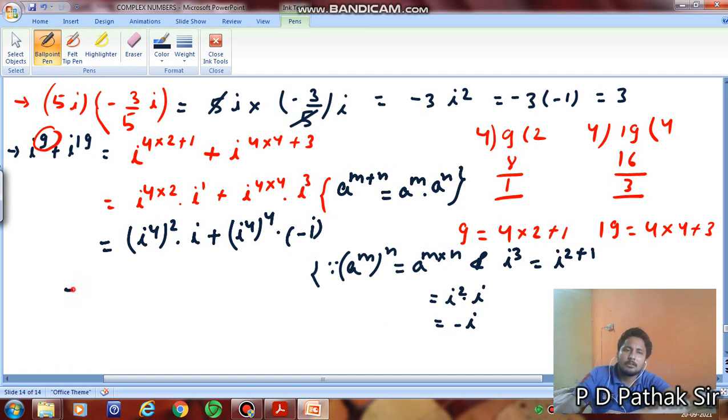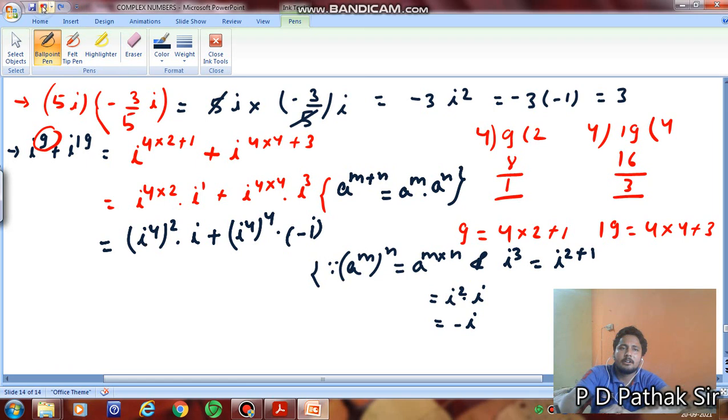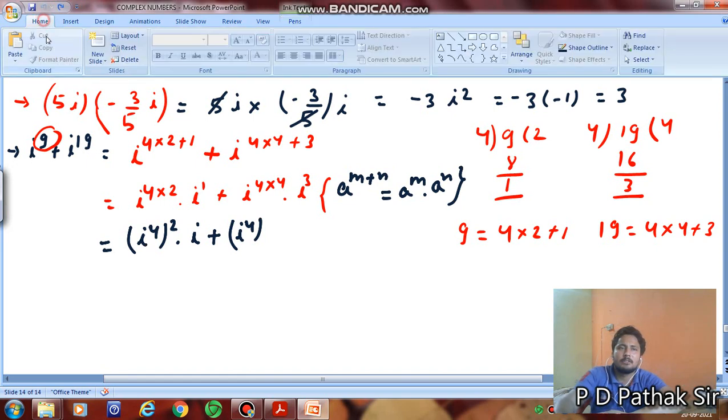Now come to the next step. I to the power 4 means 1 square into iota, plus iota to the power 4 means 1 to the power 4 into minus iota. After solving you will get iota minus iota, your answer will be 0. So simply you have to solve all these questions like this. Again take one more example, question number 3.